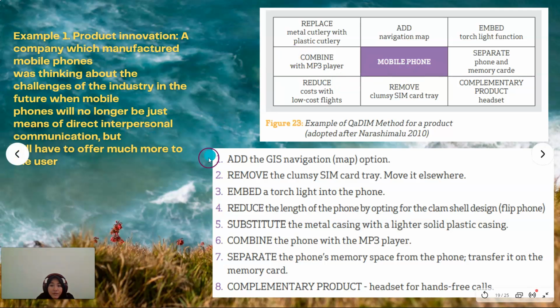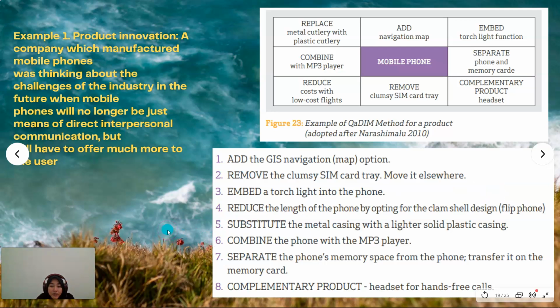So it suggested, first, we add a navigation map. Number 2, remove. For example, remove the clumsy SIM card tray. Number 3, embed. What do you want to embed in your mobile phone? A torchlight into the phone, for example. Then, reduce the length of the phone by opting for clamshell designs. So you want to reduce the size of the handphone, and you propose a flip phone.